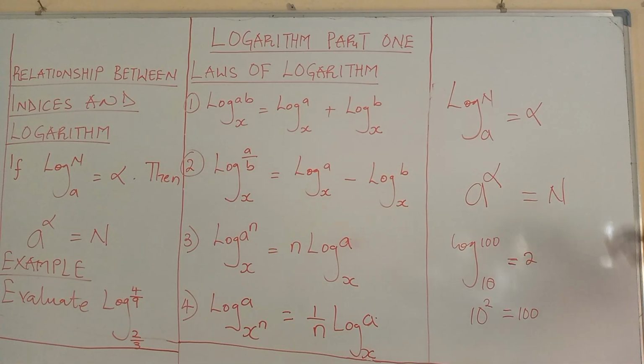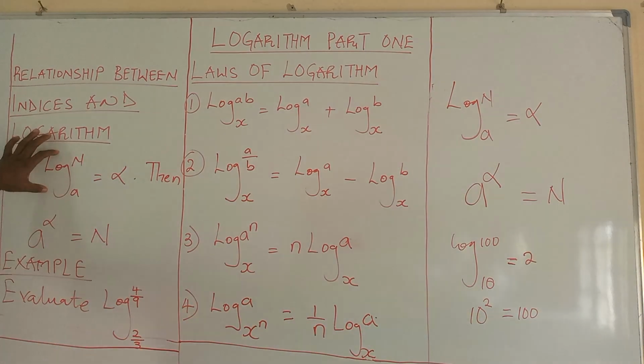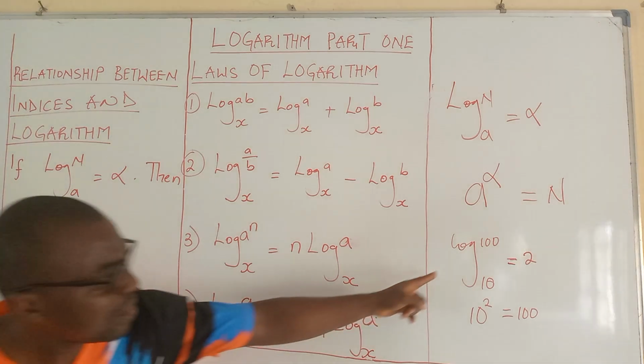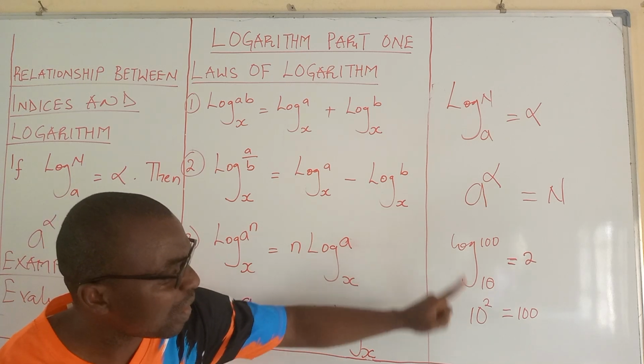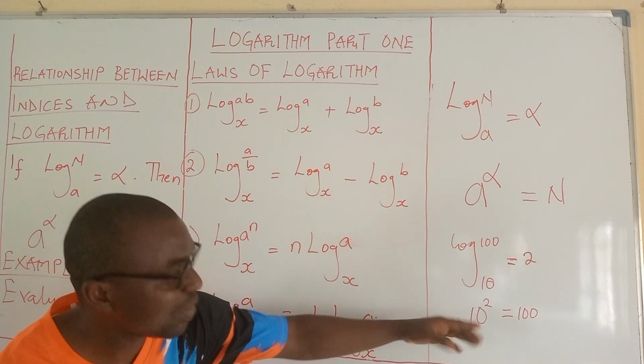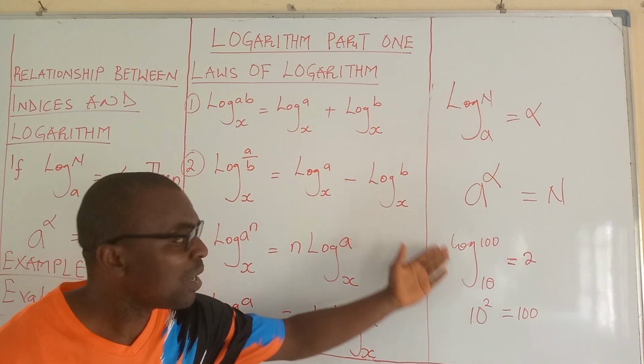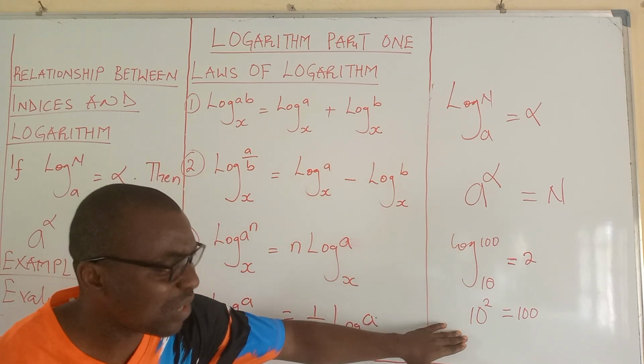All right. So we call this the logarithmic equation, and we call this the index equation, which simply means that for every logarithmic equation, there is a corresponding index equation. For example, here, this is the logarithmic equation, while this is the index equation. So you can change from index to logarithm form. You can also change from logarithmic form to index form.